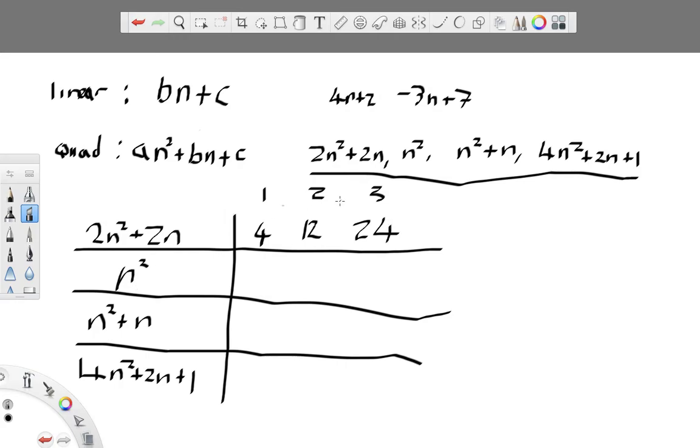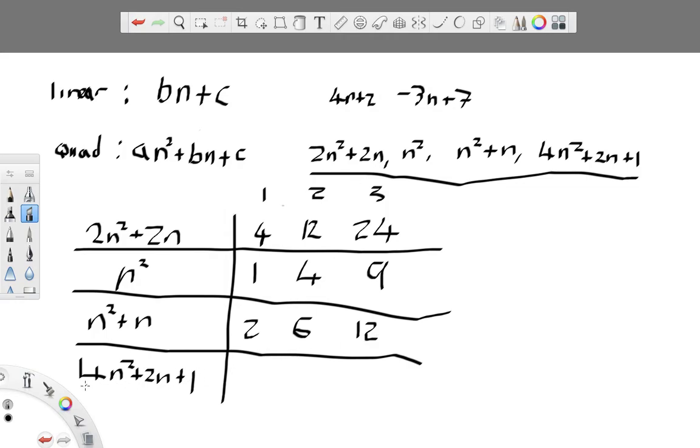So for n squared, if we want the first three terms, well, we'd have 1 squared, which is 1. We'd have 2 squared, which is 4. And we'd have 3 squared, which is 9. We obviously already saw that in the previous part of the video. Moving on to this quadratic sequence, n squared plus n. If we substitute 1 in, we'll get 1 squared plus 1, so that's 2. If we substitute 2 in, we'll get 2 squared plus 2. Well, 2 squared is 4 plus 2, that's 6. And then for the third term, we'll get 9 plus 3, and that is, of course, 12.